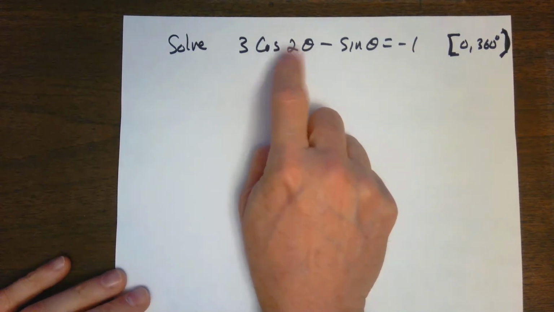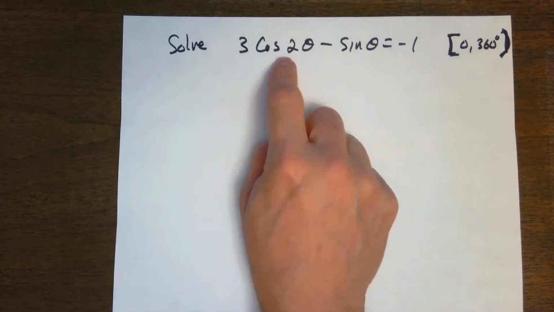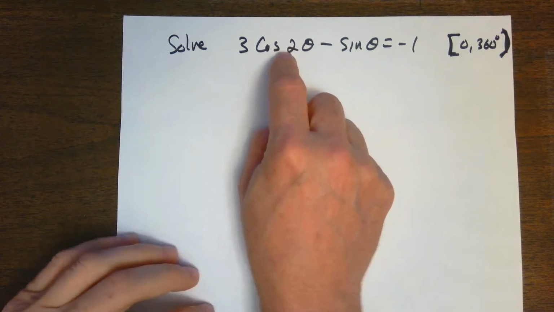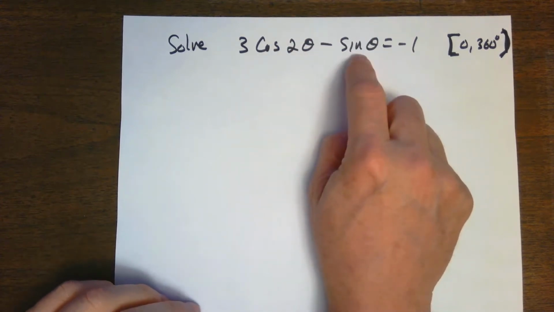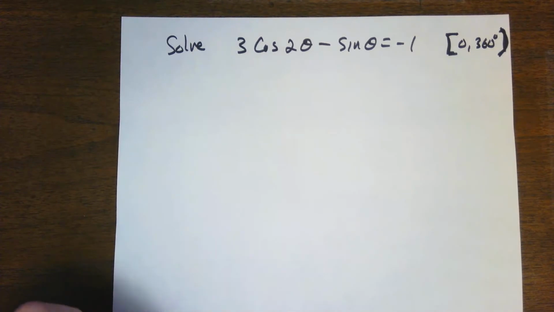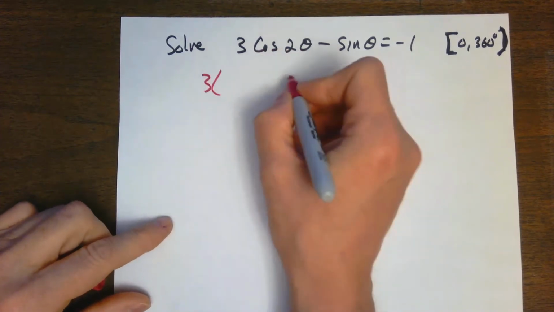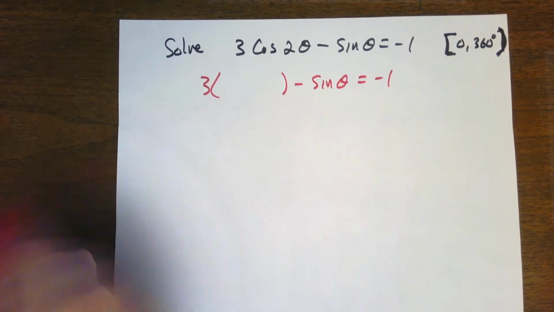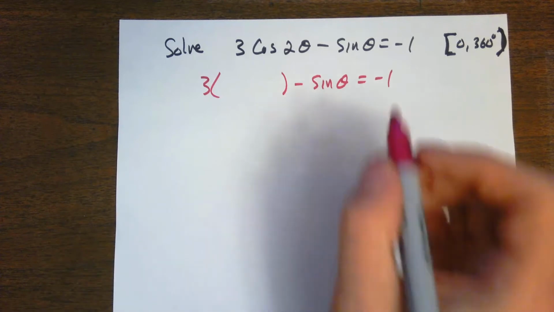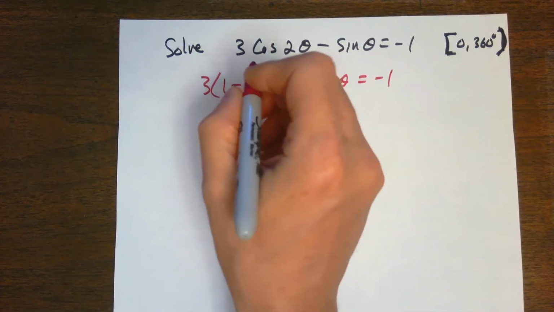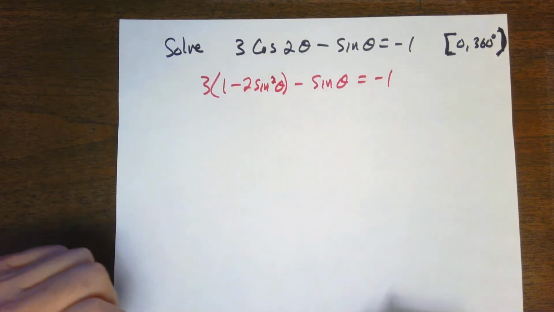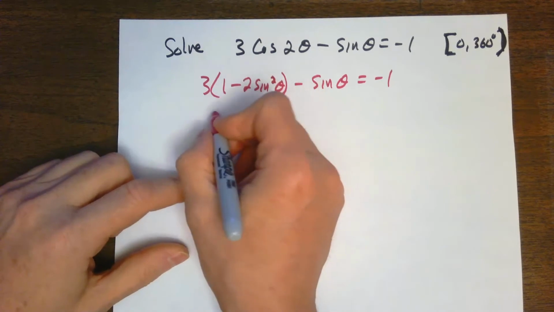First thing I notice is the cosine of 2 theta. I'm going to have to do a substitution here. Well, with cosine, there's lots of different possibilities. There's 3 different substitutions. Which one am I going to choose and why? Well, I notice I've got sine over here. I'm going to pick the substitution that deals with just sines. And that way I'm going to have a new equation with only sines in it. So cosine of 2 theta is the same thing as 1 minus 2 sine squared theta. All right, so let's clean this up. Distribute the 3.